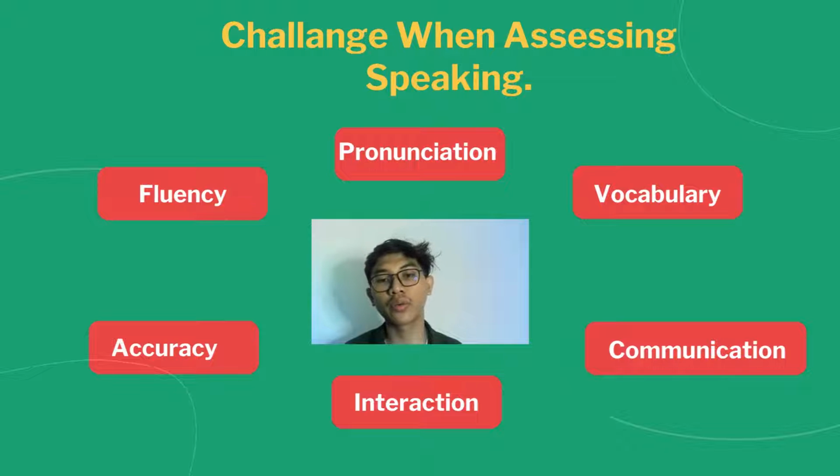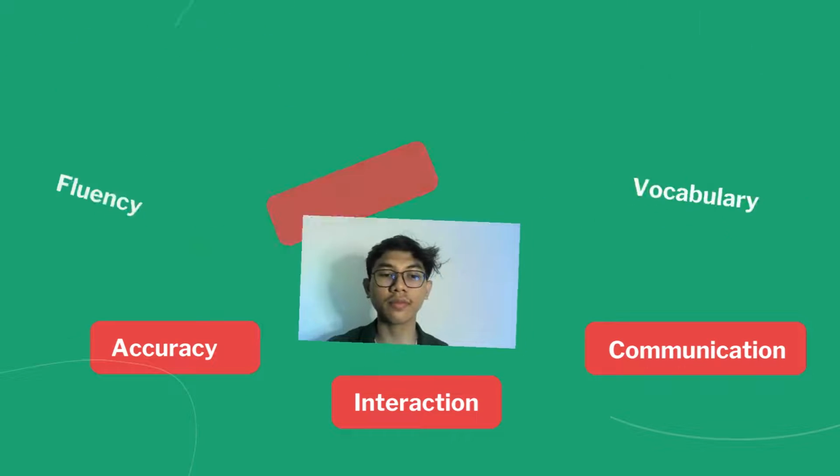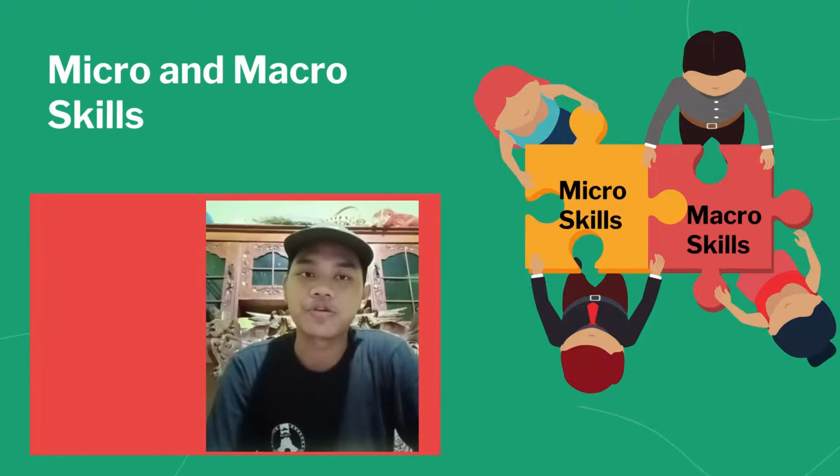This refers to the ability to interact with others during communicative tasks. And then the last one is communication. This refers to the student's ability to transmit her or his ideas. We jump to macro and micro skills of speaking. At the first discussion, I will explain about micro skills.